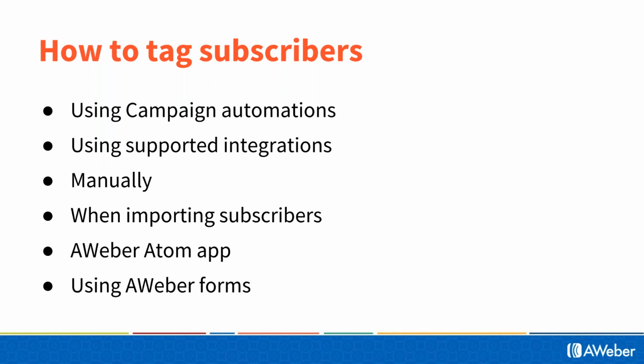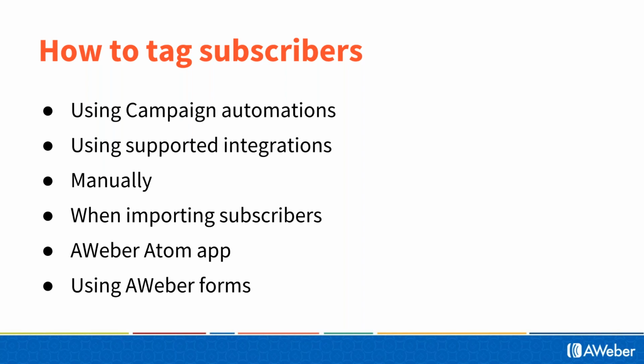You can go into the subscriber management and actually apply a tag to somebody if you know something about a specific subscriber, or you can also apply it in bulk. And we can cover that a little bit later as well. You can apply a tag when importing subscribers into your account. So let's say you're moving over to AWeber from MailChimp, for example. You can apply tags as you're importing those subscribers into your account.